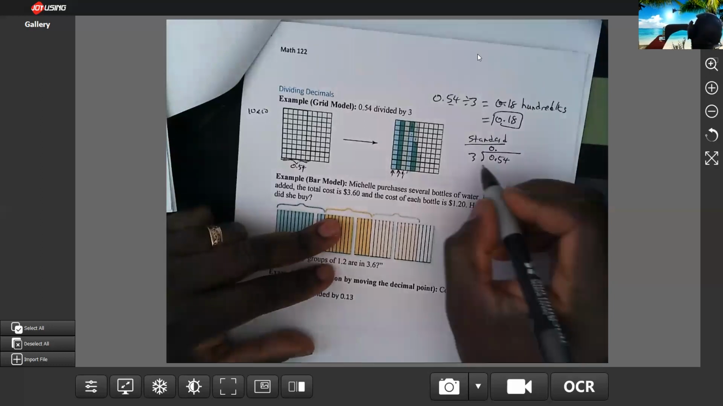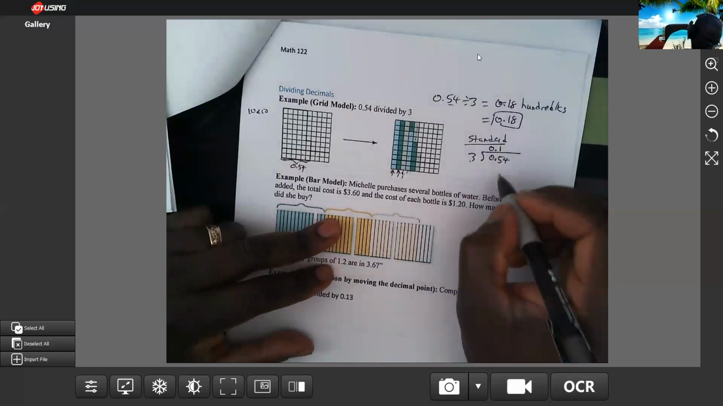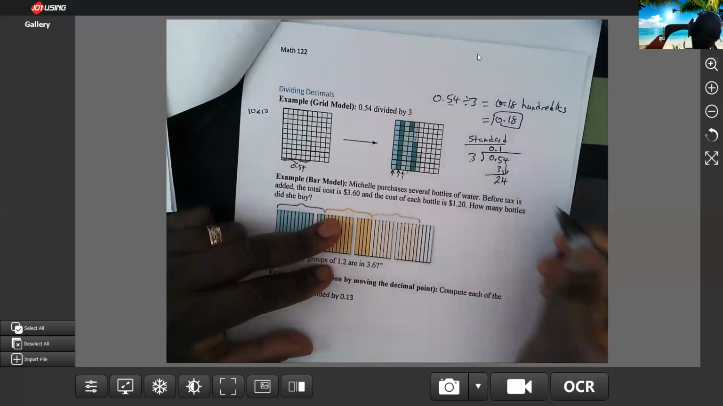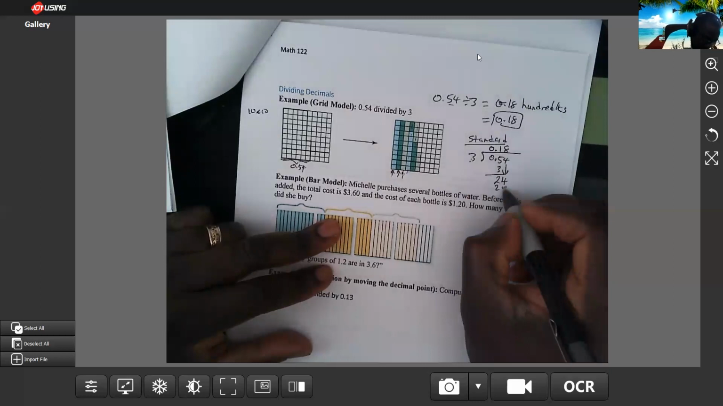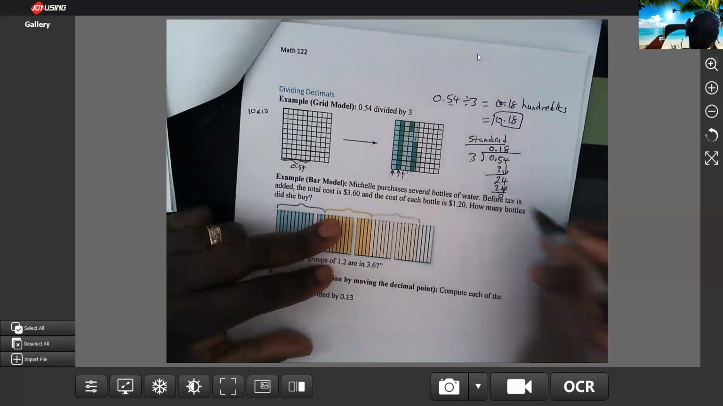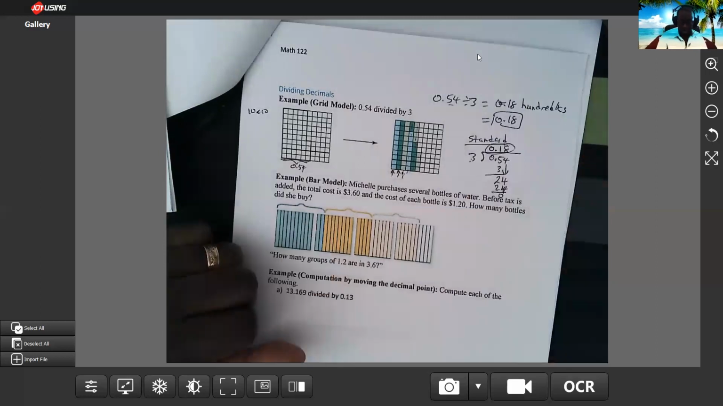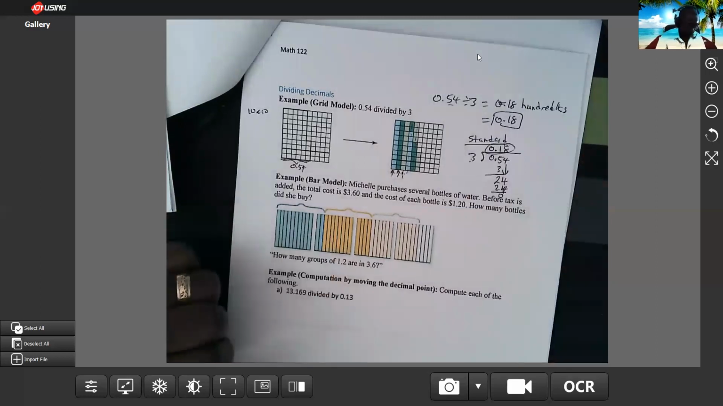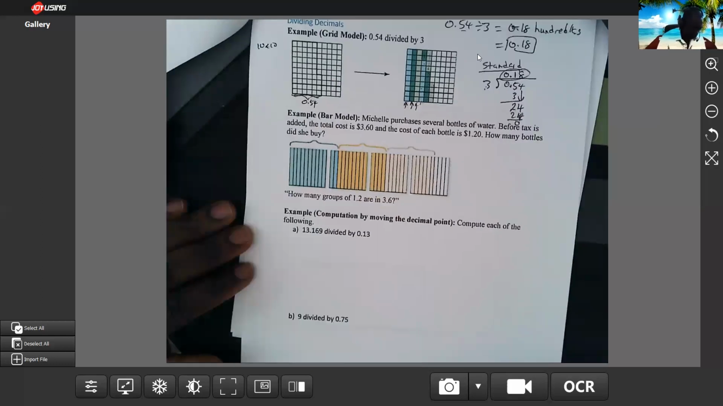And then 3 goes into 5 how many times? That is 1. 1 times 3 is 3, and you get 2. You drop down the 4. 3 into 24 is 8. So 3 times 8 is 24, and that's 0. And therefore the answer is 0.18, or 18 hundredths.